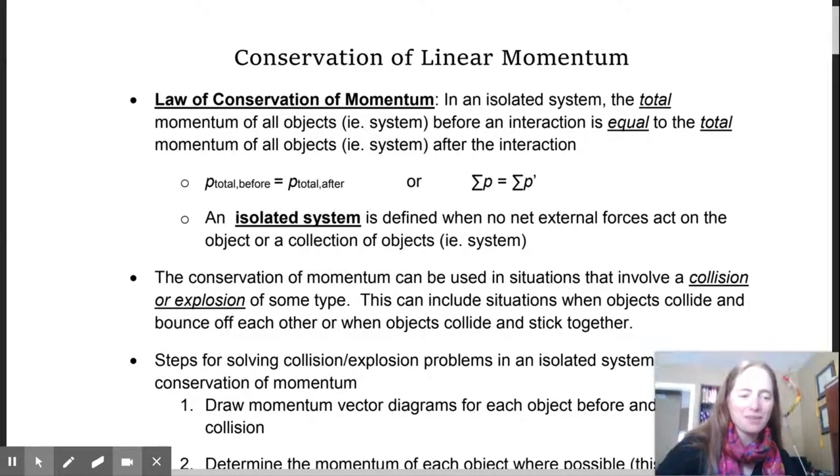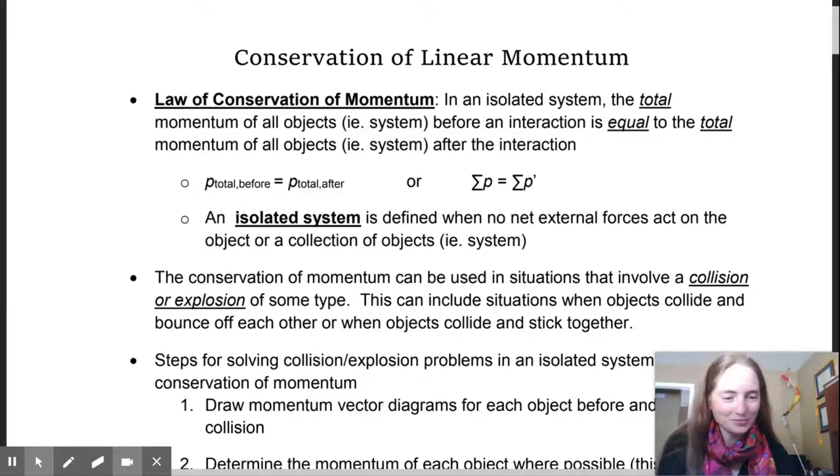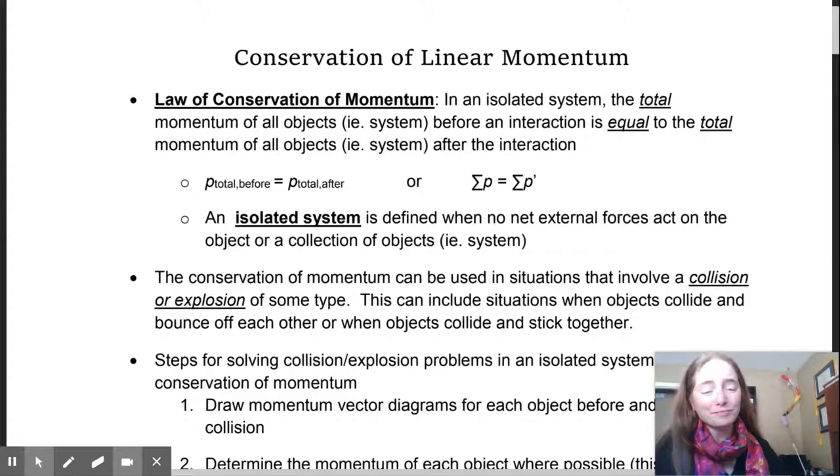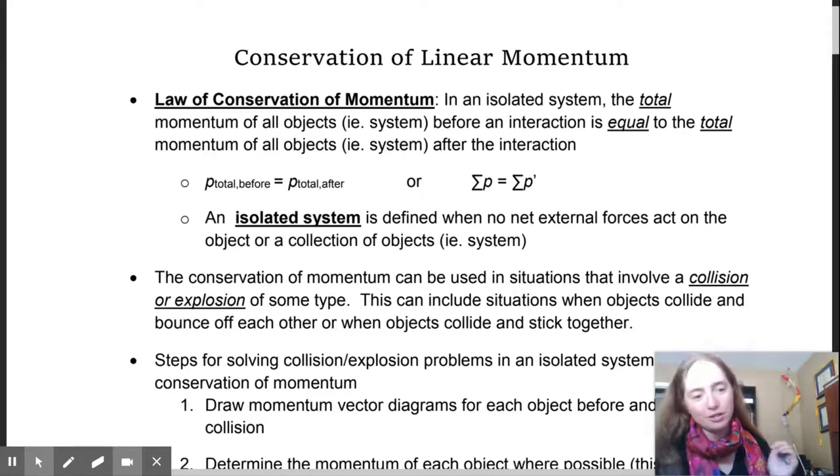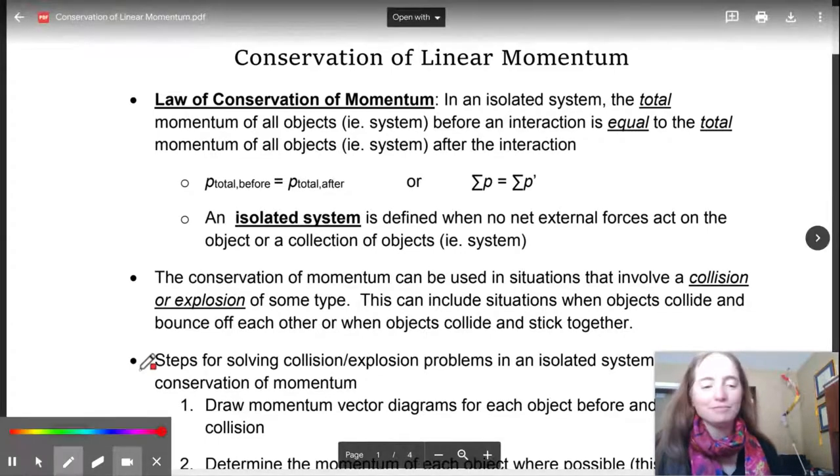So today, what we're going to do is we are going to be working on the conservation of linear momentum. This is a super cool topic. I love it. It's super important. I guarantee you guys are going to have a question like this on your diploma, on your unit test, and on your assignment. So you need to know this. All right, let's settle in.